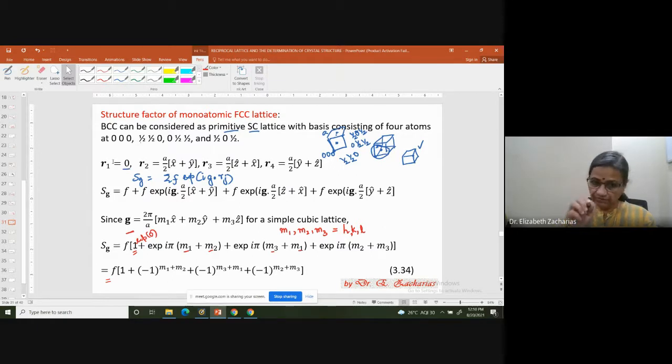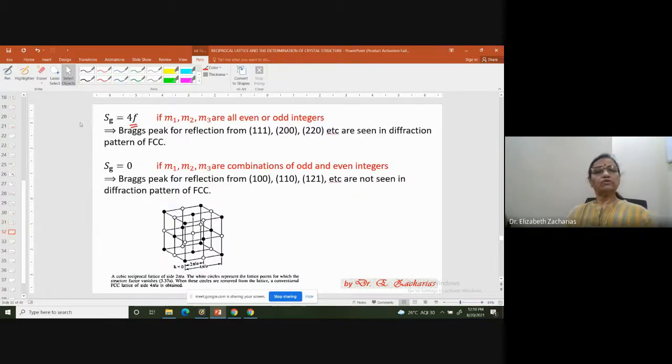So here, this is going to be different from BCC. In BCC, what did you say? What did you get? The sum should be equal to even if you should get non-zero. Here, either all of them should be even or all of them should be odd. No mixing. Let us say, for example, if m1 is 0 and m2 is 1, then you will get exponential i pi as minus 1. So this is what it is. If all of them are even or all of them are odd, then each of these factors will contribute and you will get 4f. There were 4 terms.